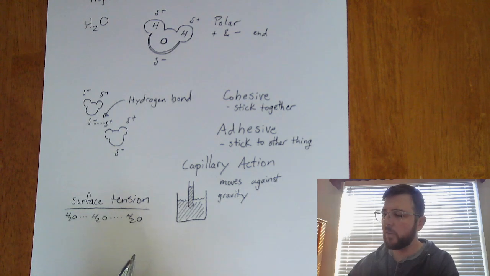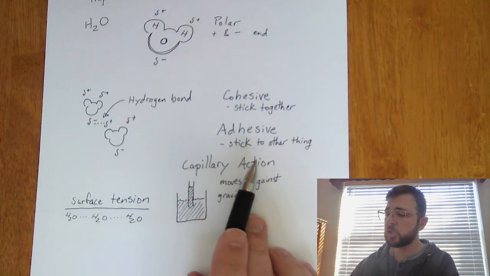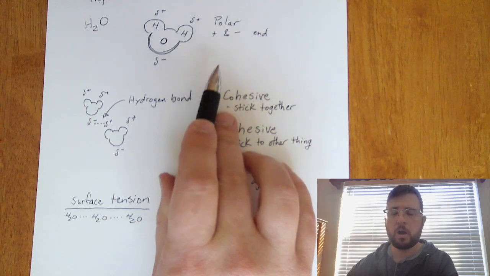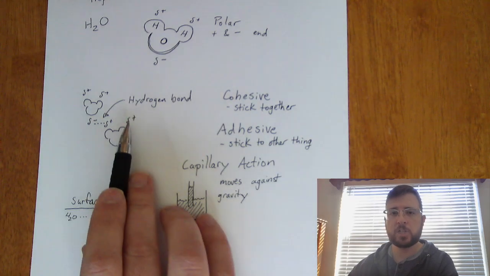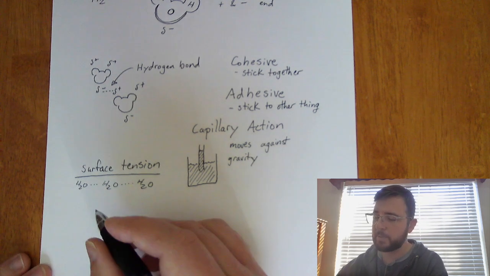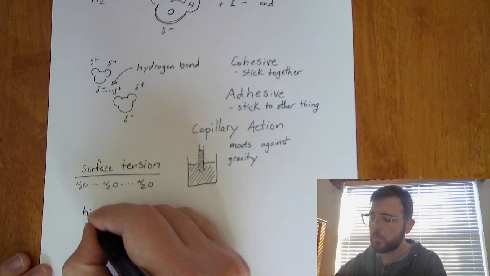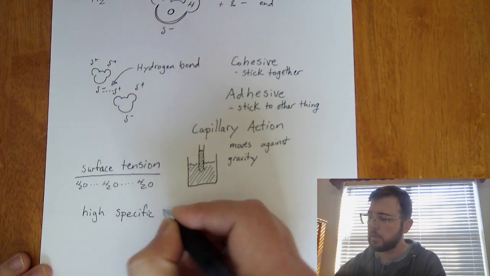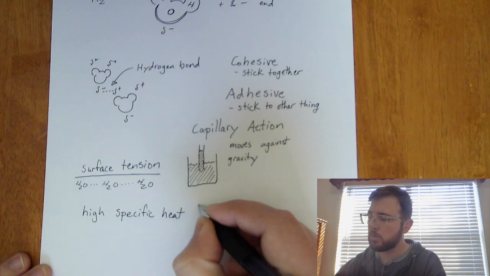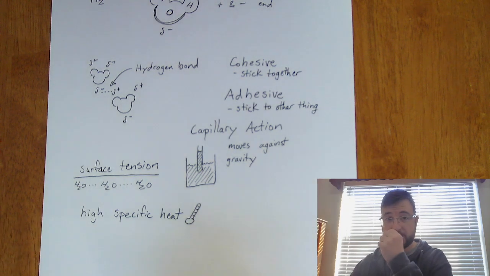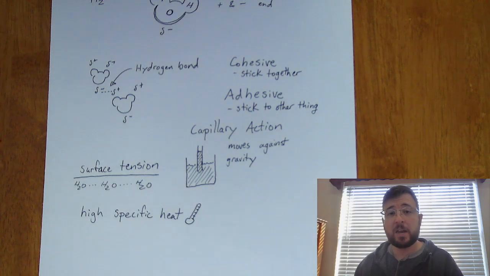So all of these things, cohesion, adhesion, surface tension, capillary action, are all related back to the polar nature of water and the hydrogen bonds that they're sharing. But not only that, water takes a long time to heat up. We call that high specific heat. And I'll draw a little thermometer here to help us remember high specific heat. That means that it takes a lot of energy for water to boil.